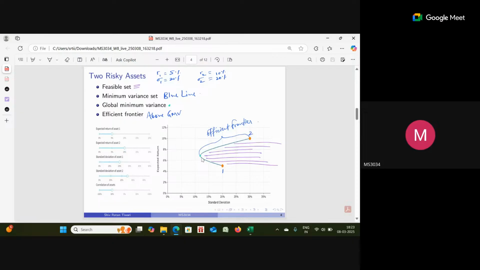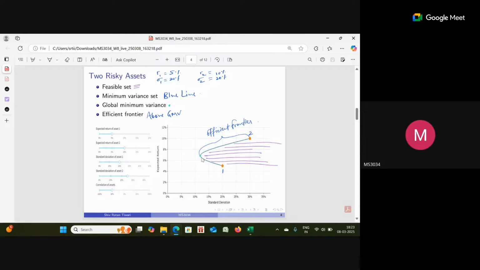Why? Let's understand this by drawing a vertical line. There are two possible minimum variance portfolios. If you draw a vertical line at this 15% standard deviation, then there are two possible portfolios on this minimum variance set. One has about 6% expected rate of return, and another with about 8% expected rate of return. Any rational investor would always prefer higher expected return in comparison to lower.